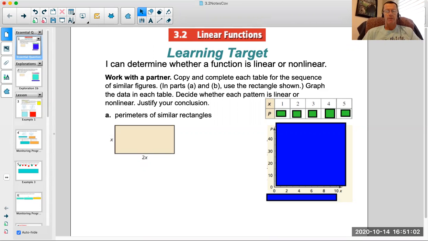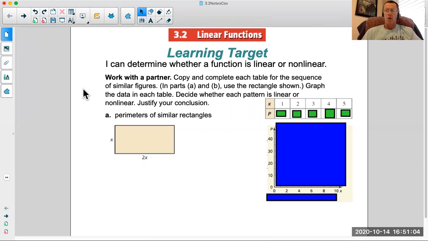Your learning target for today is to determine whether a function is linear or nonlinear. And linear, what does that mean? Think of linear as whether the inputs and outputs for the function line up. Nonlinear would be something that's not in a line.